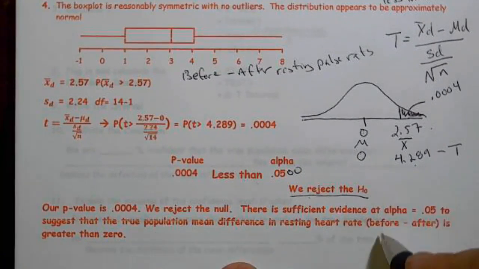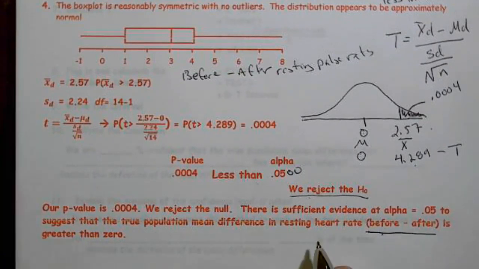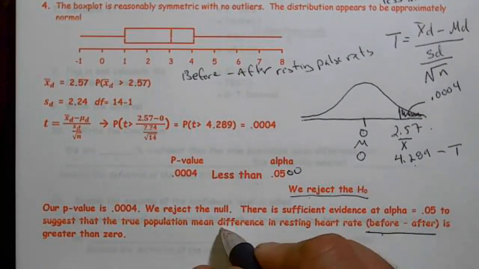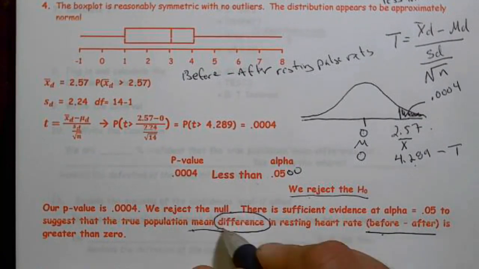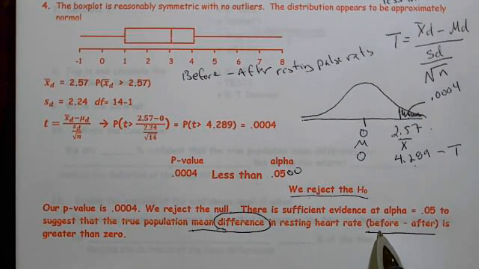How did we subtract? Before minus after is greater than 0. Please notice we added, instead of just the mean, it's now the mean difference. So this is a new word. And then we need to make sure that we include the direction.